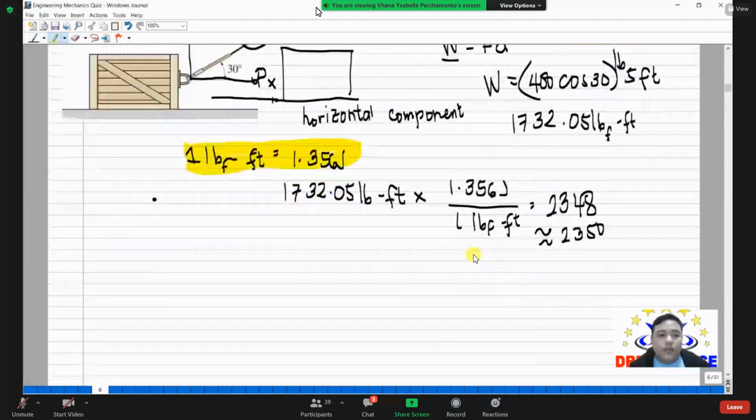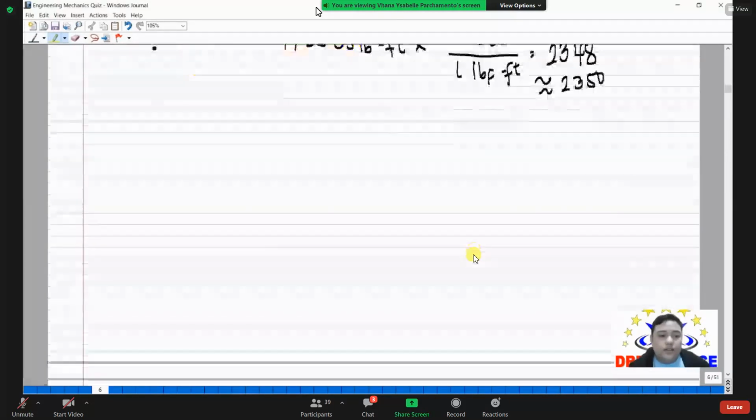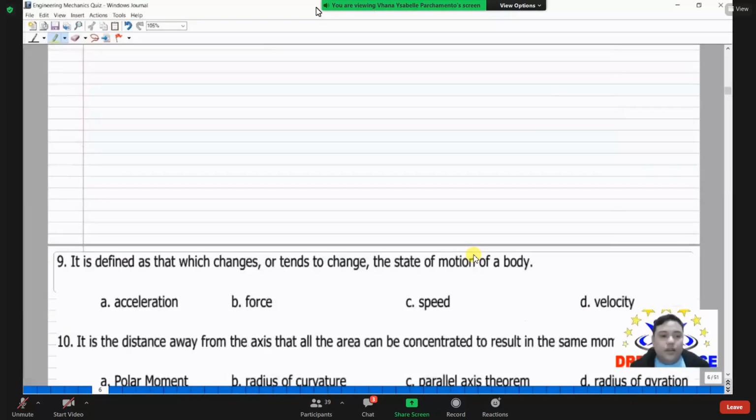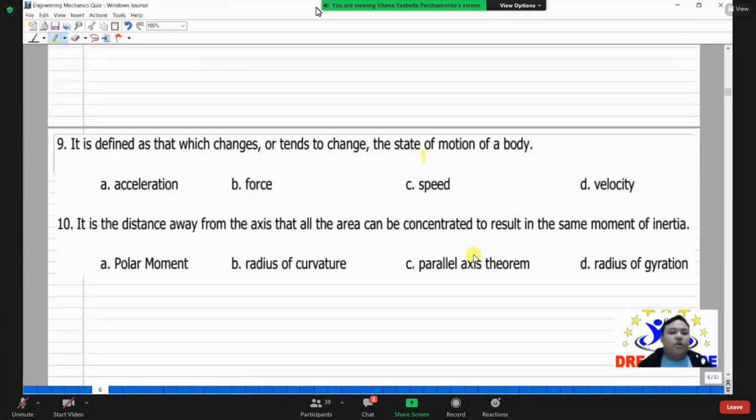Next. Number 9, it is defined at which change or tense the state or the motion of the body. That is force. So kapag nagmo-move yung body, nag-change yung state ng motion, nagbago yung displacement. Kapag meron tayong force, nagmo-move yung body or nagbabago rin yung acceleration eventually. Or kung hindi man, constant speed, nagbabago pa rin yung displacement. So that is force.